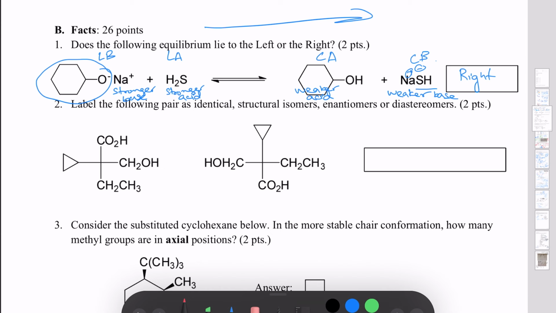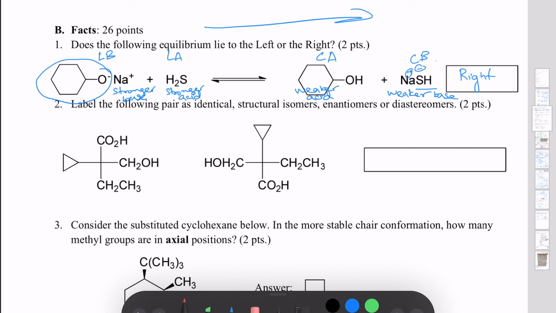For question 2, we are given two Fischer projections, and we're asked to evaluate the stereochemical relationship between these two molecules that are represented by these two Fischer projections. So the most reliable thing to do is to assign the stereochemical configuration to the chiral centers in both of these projections. And we would do that by applying the CIP rules.